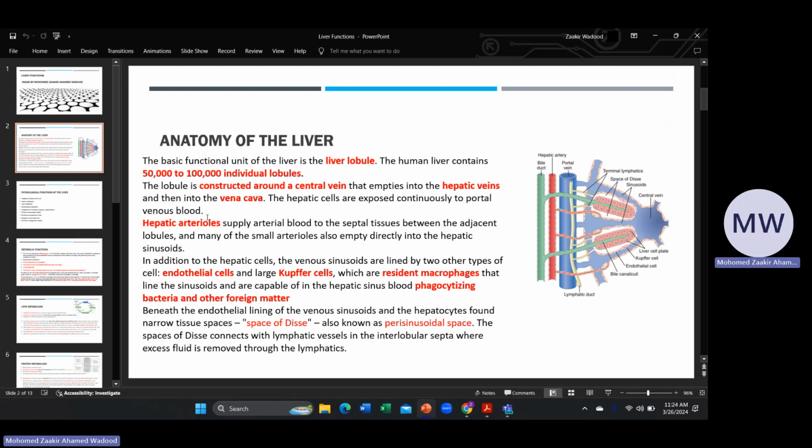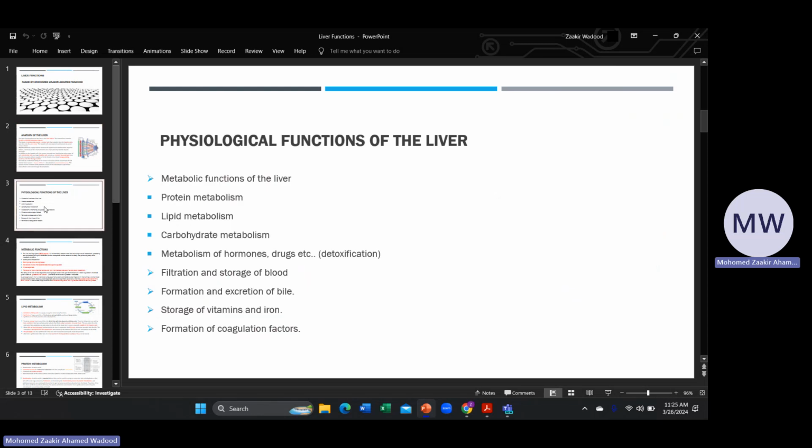So that was pretty much an overview of the anatomy of the liver, just a few important points here and there. Next, we get into the physiological functions of the liver. So as you can see listed here, there are many, many different functions. So the great chunk of it is actually made up of the metabolic functions of the liver. Now, this entails stuff like protein metabolism, lipid metabolism, and even carbohydrate metabolism.